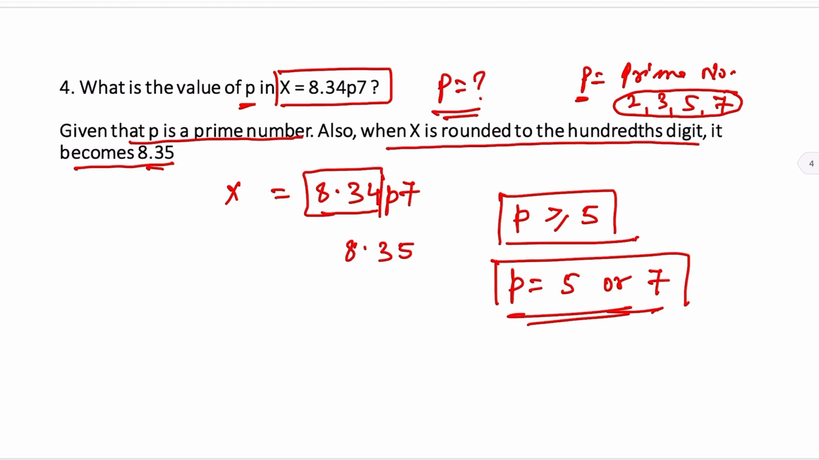But if we have to find a unique value of p, from the given information we can't tell because it can take either of these two values, 5 or 7. But for the purpose of this question, our answer is p is either 5 or 7.